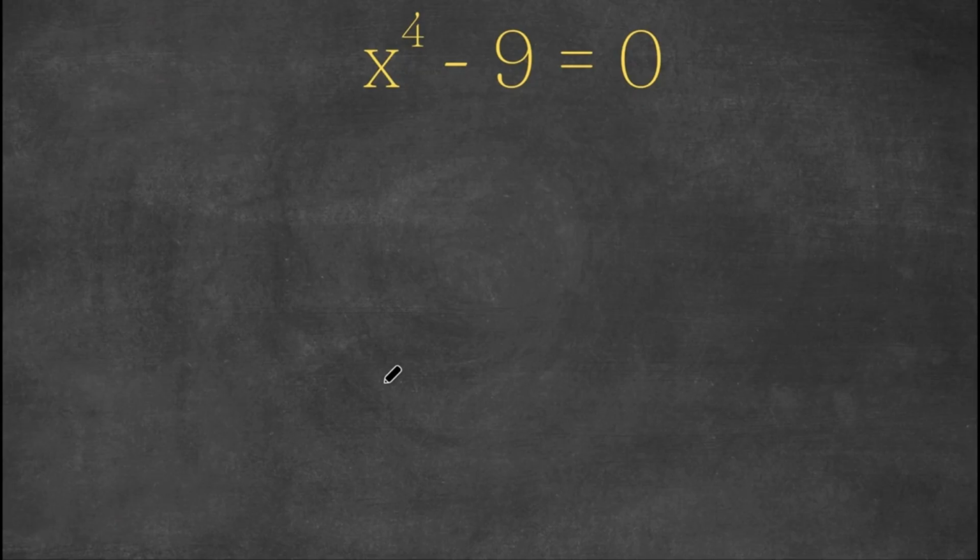Guys, welcome back to Click Academics. In today's video, I'm going to be teaching you guys how to solve this exponential equation. So we have x to the power of 4 minus 9 equals 0.